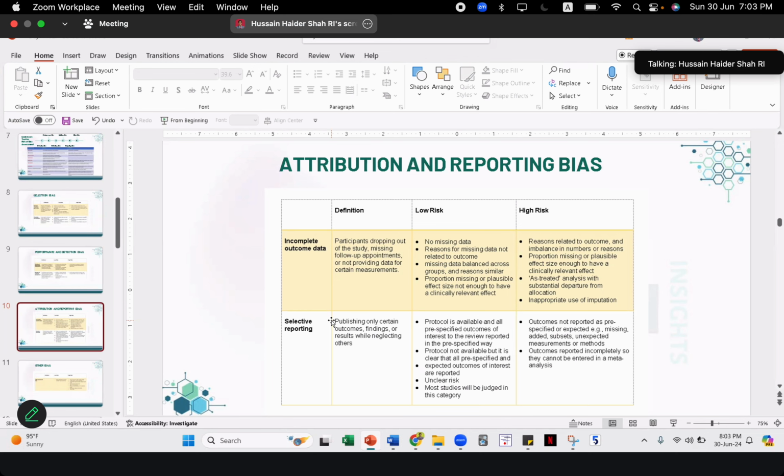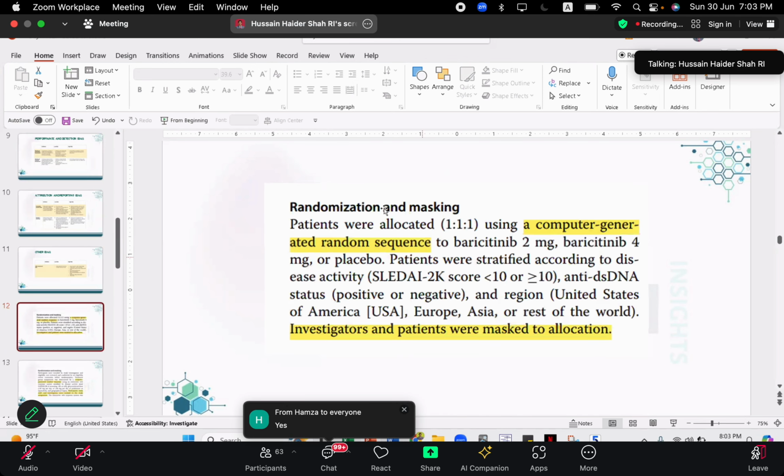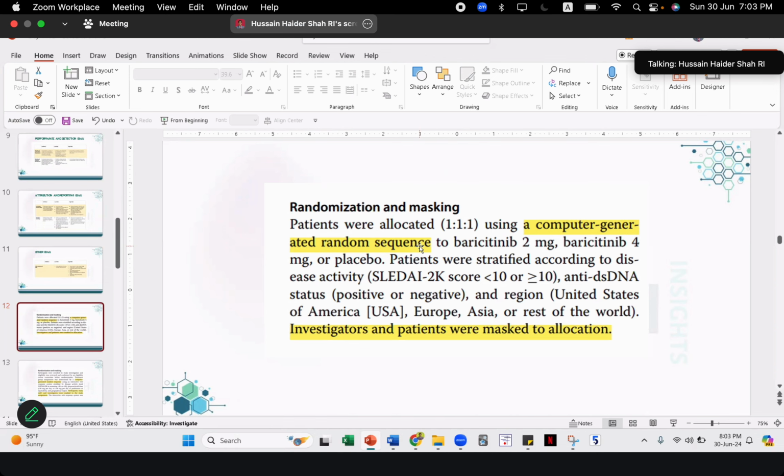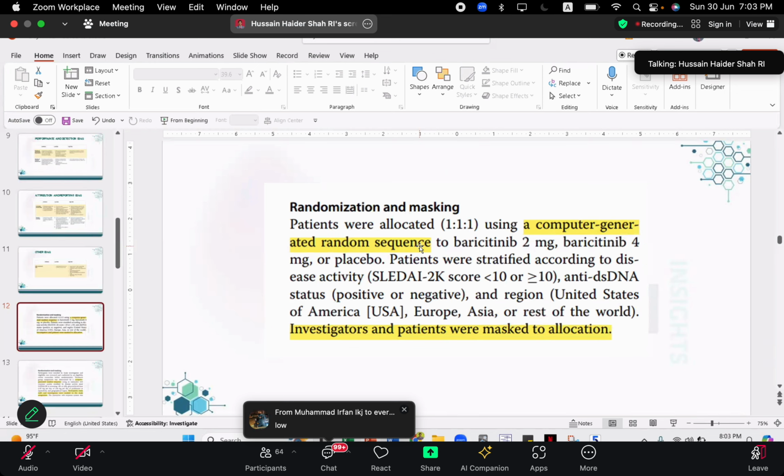Again, now it's time for some questions. I have taken this snap from a randomized control trial. They have mentioned the patients were allocated using a computer generated random sequence. What does this mean? Is it a high risk or low risk? Low risk. Excellent. Investigators and patients were masked to allocation. What does this mean? Is it high risk or low risk? Excellent. All of you now understand how we do this. Well done.